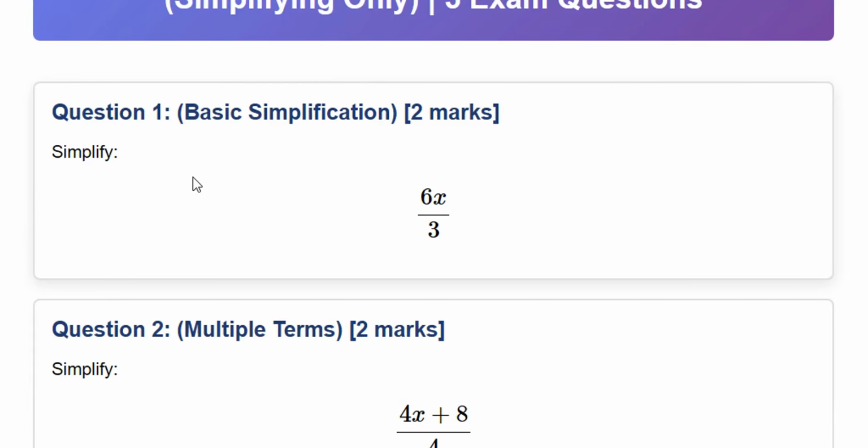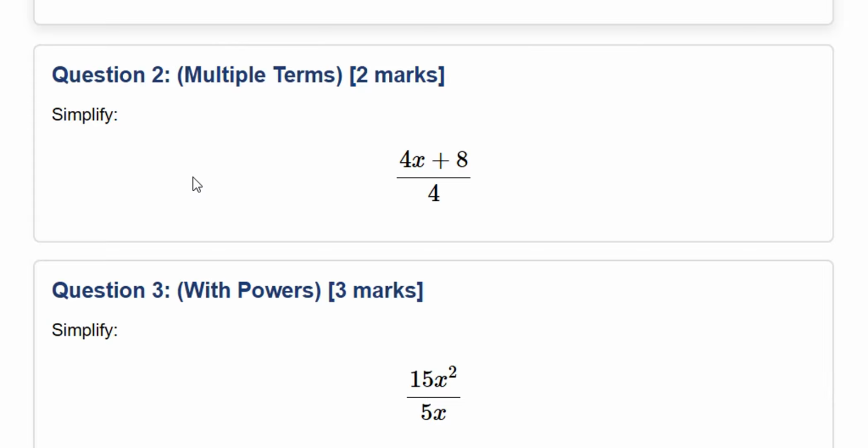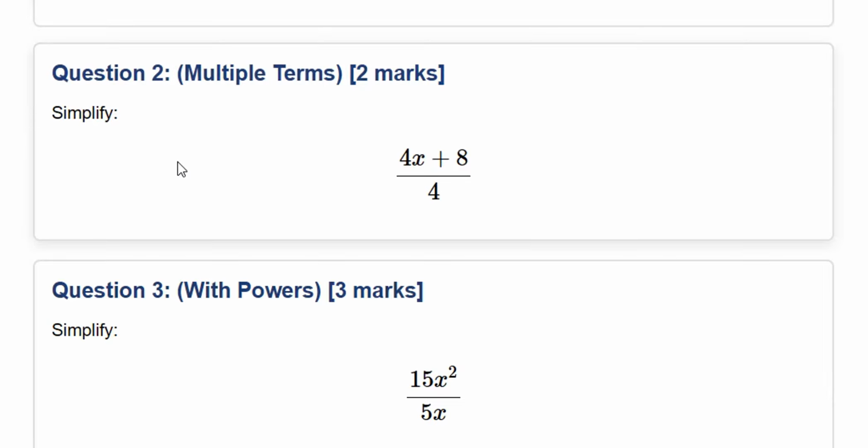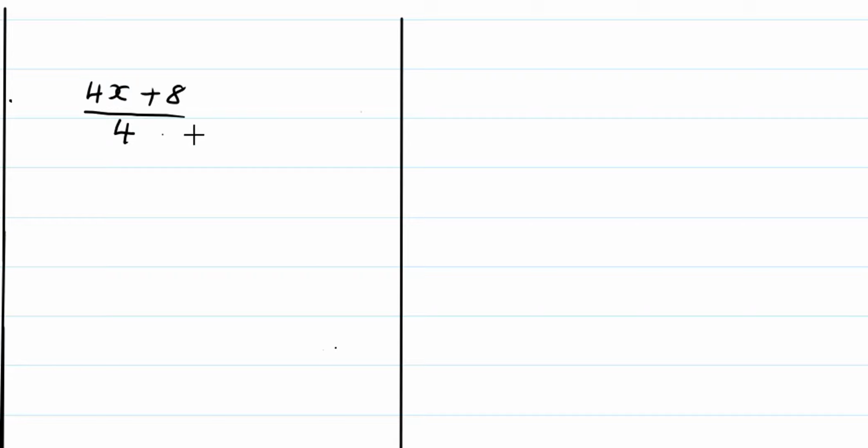From there, let us go to a bit more complex one, question 2, where you are told to simplify 4x plus 8, all of it divided by 4. The first thing you need to understand here is that the denominator 4 divides everything in the numerator. So once you know that, you can separate them and write it like this: 4x divided by 4, then plus 8 divided by 4. Since they are now separated, you can go ahead and divide.